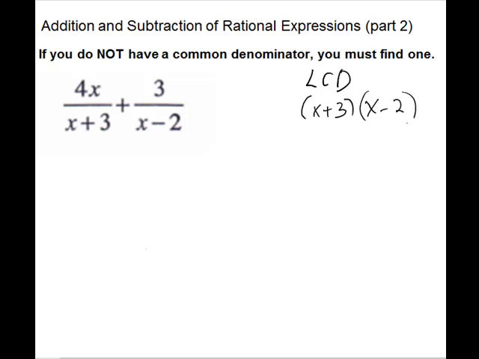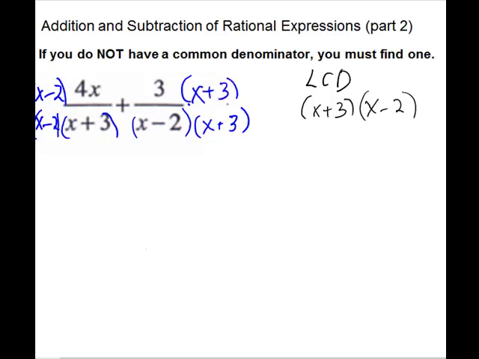So on our first fraction, we're missing the x minus 2. We have to put it on top and bottom. And on the second fraction, it has the x minus 2. We are missing the x plus 3. Put it on numerator and denominator.